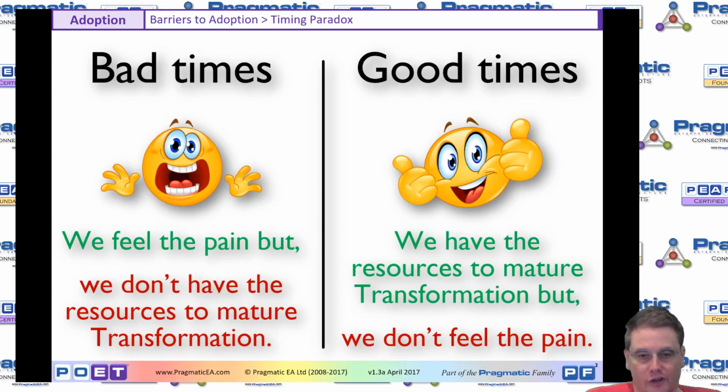When there are good times and there are resources to mature transformation, people don't feel the pain. And because people don't feel the pain, they don't feel like they need to spend any money maturing something they don't feel any pain about. So whether an organization is in good times or bad times, you're on a hiding to nothing to get the management to change.